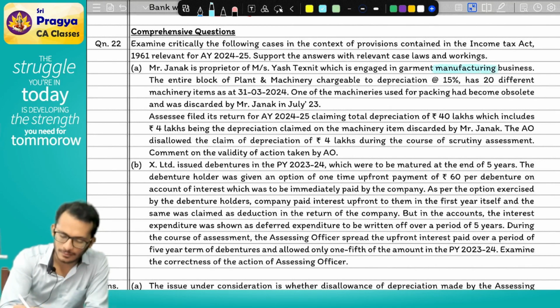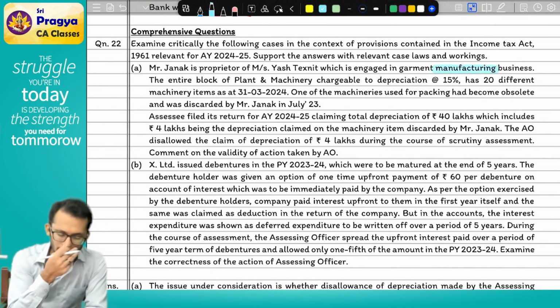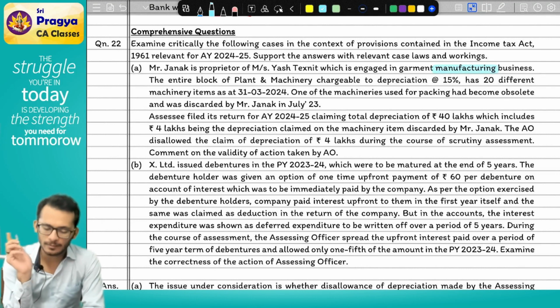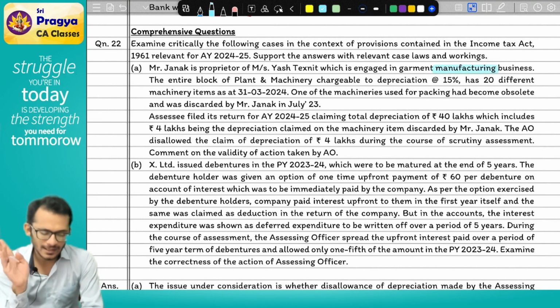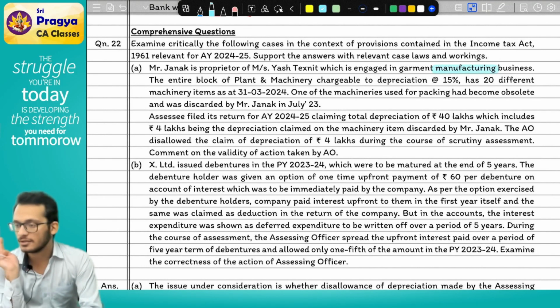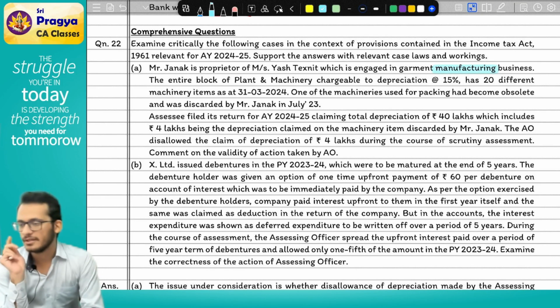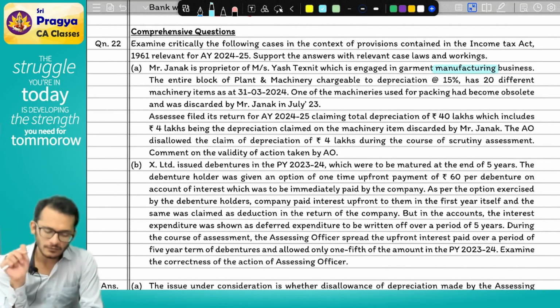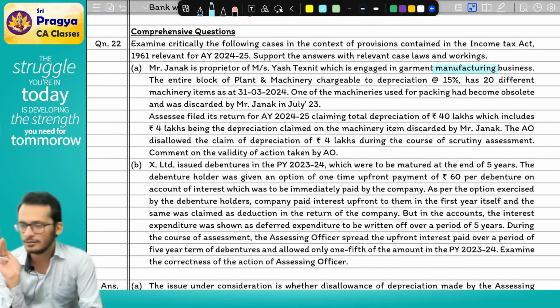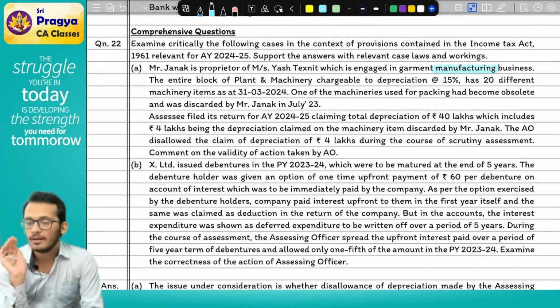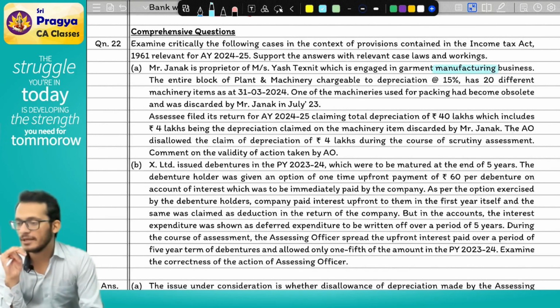Additional depreciation. Keep it in mind. Next, the entire block of plant and machinery chargeable to depreciation at 15% has 20 different machinery items as on 31st March. So I have 20 machineries. One of the machineries used for the packaging has become obsolete and was discarded by Janak in July 2023. So one of the machineries is not usable, therefore he discarded it.